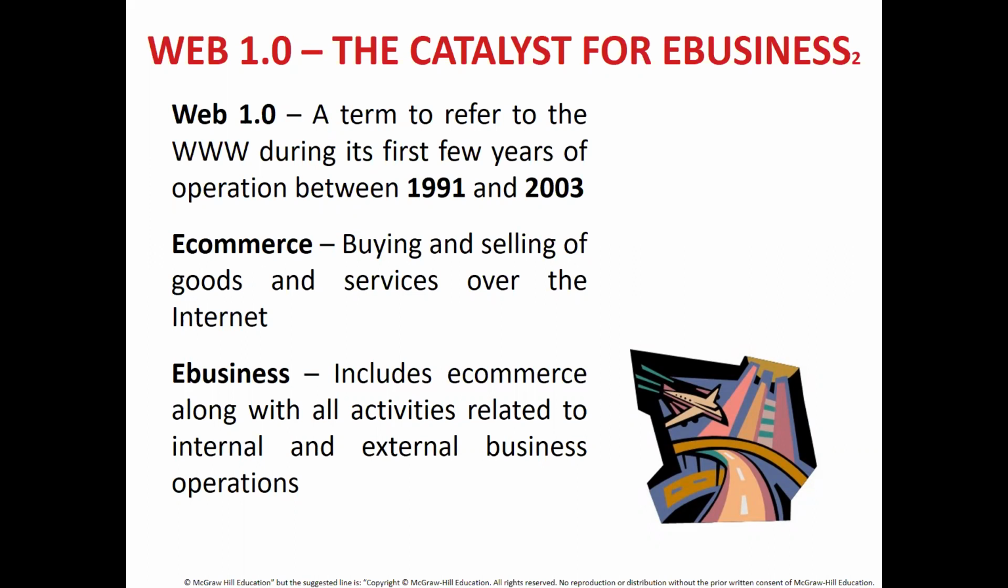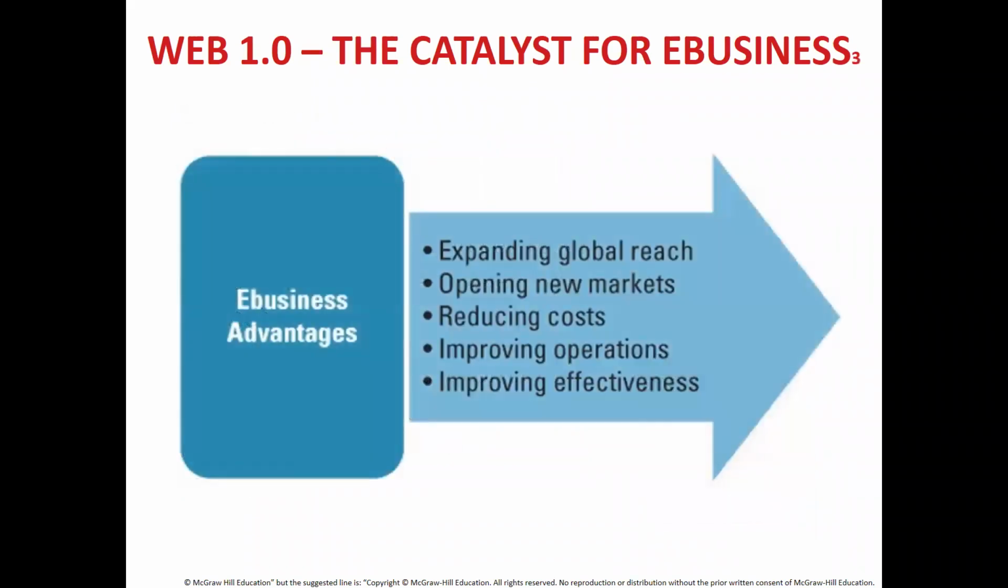Now, e-business basically includes e-commerce along with all activities related to internal and external business operations. We've had a look at e-business a few slides back. Now, Web 1.0 catalyst for e-business, e-business advantages. So what are some of the advantages that e-business leads to? So we're looking at expanding global reach.